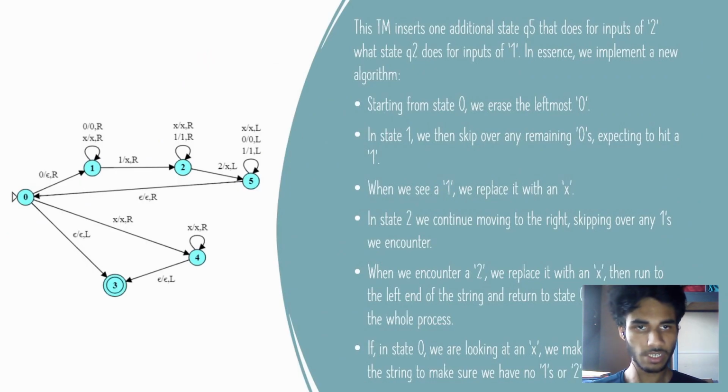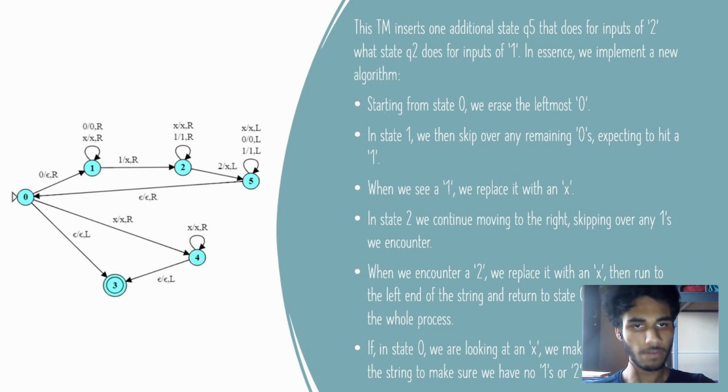The Turing machine inserts an additional state q5 that handles the input of 2, while state q2 handles the input of 1. In essence, we implement a new algorithm.